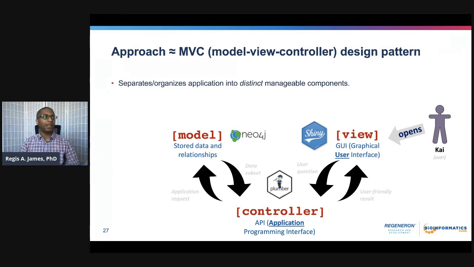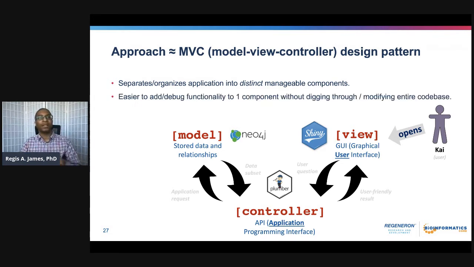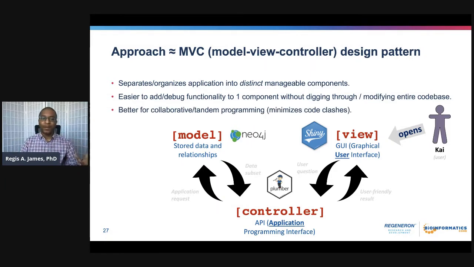So an advantage of this is that it separates and organizes application data and code into distinct manageable components. And it also makes it easier to add and debug functionality to just one component without needing to dig through or modify the entire code base, which also makes it better for collaborative and tandem programming and helps to minimize code clashes, which is a great way to future-proof data sets and code projects.